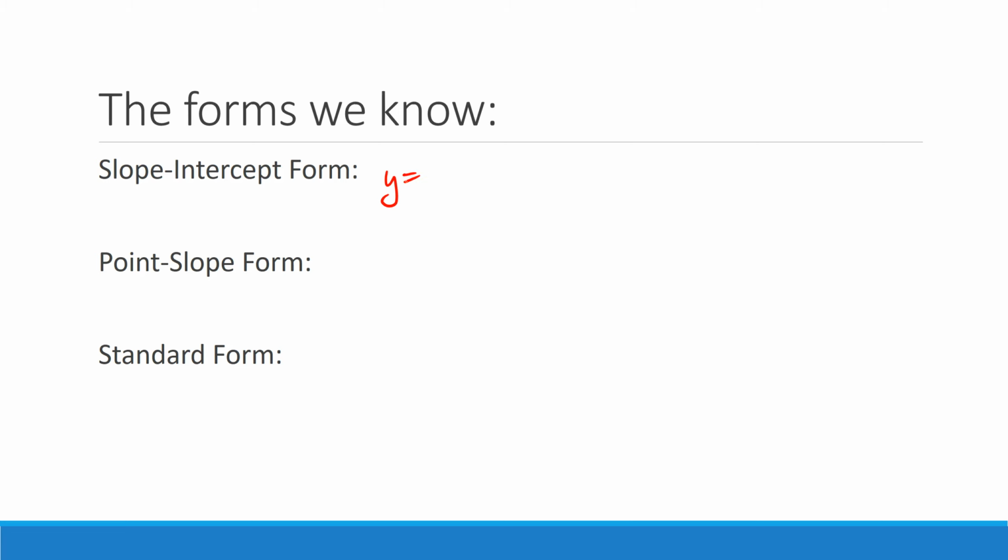We know slope-intercept form, y equals mx plus b. The m told us slope, the b told us y-intercept. Those were very useful things. We know how to solve for them. We could plot them on a graph. Very helpful.